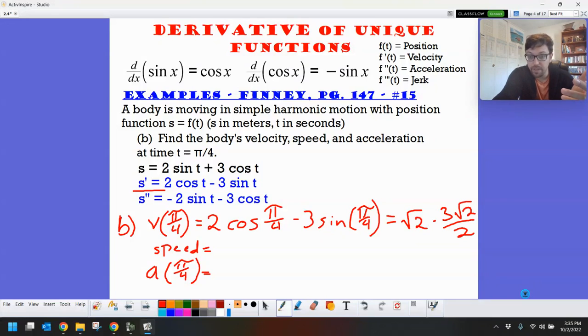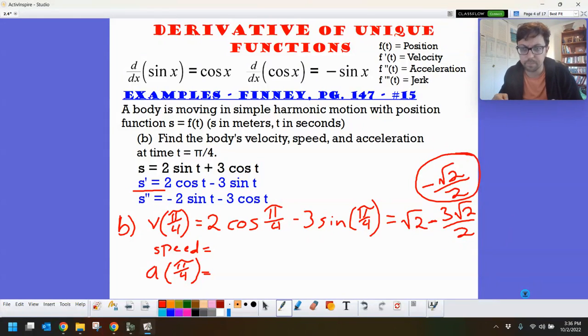If we wanted to simplify that down a little bit, and I kind of do a little for fun, so that's going to be 2 square roots of 2 over 2 minus 3 square roots of 2 over 2. So we get a negative square root of 2 over 2 as our simplified version. And the reason I wanted to get to that is to talk about speed.